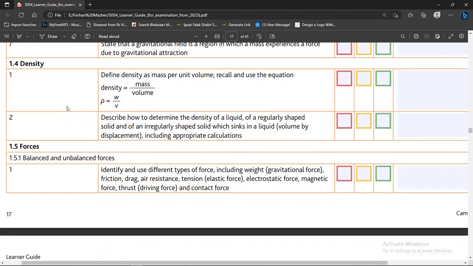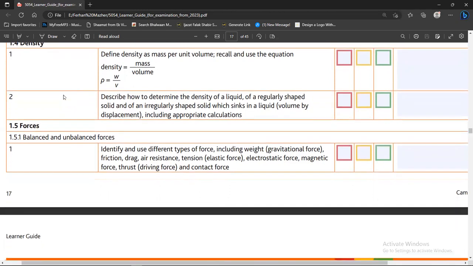Describe how to determine the density of a liquid, of a regularly shaped solid, and of an irregularly shaped solid which sinks in a liquid, by volume displacement, including appropriate calculations.